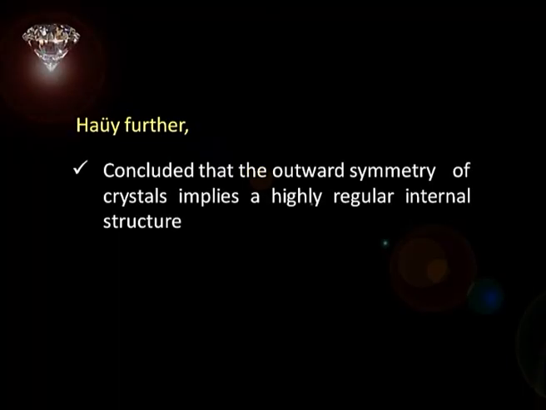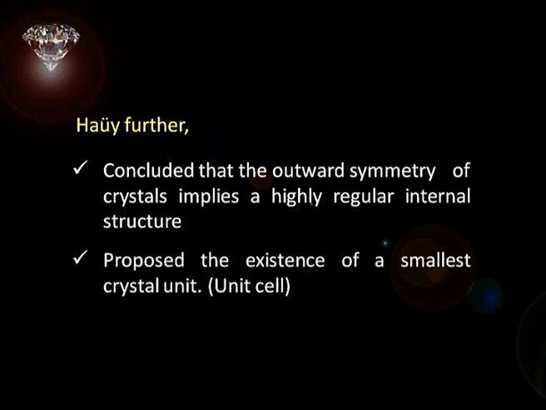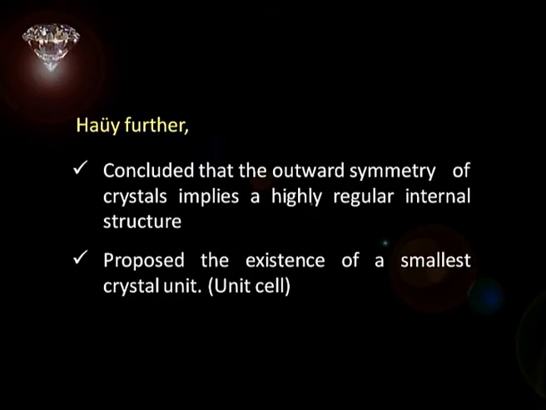But going further, Haüy made a very crucial observation, or rather prediction. He concluded that the outward symmetry of a crystal implies that it has some kind of regular internal structure. In principle, he proposed the existence of a small crystal unit. That means that if a large crystal is to be formed, at its basis there will be some small ordered arrangement that grows up to give you a large crystal, and that small thing we nowadays call the unit cell.